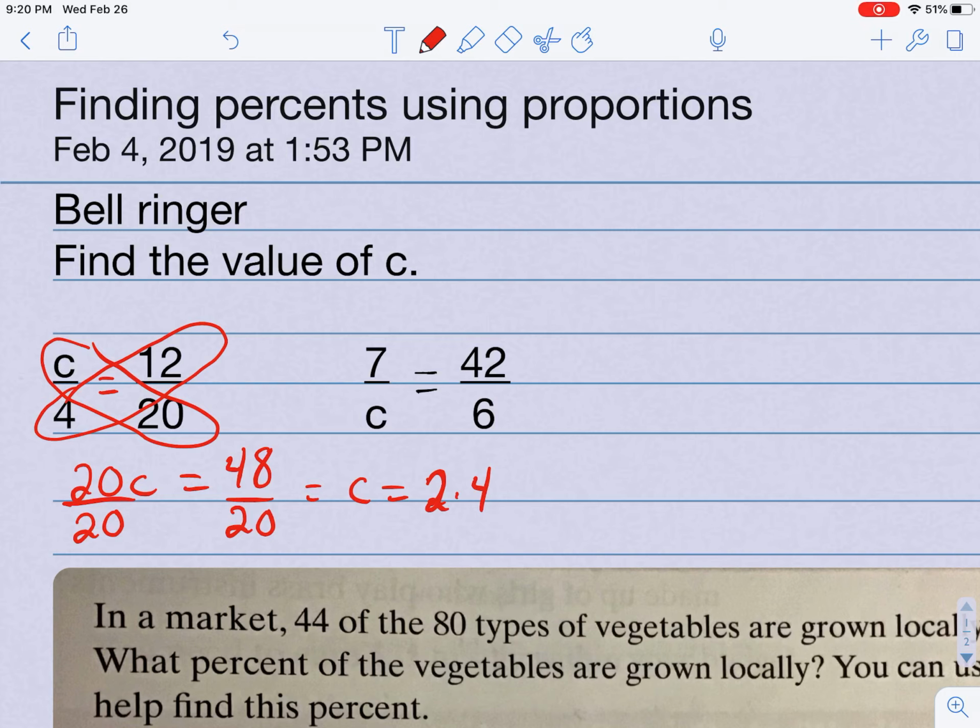Okay, so once again, cross products: the numerator of one times the denominator of the other is equal to the numerator of one times the denominator of the other. Set it up, solve for your variable.